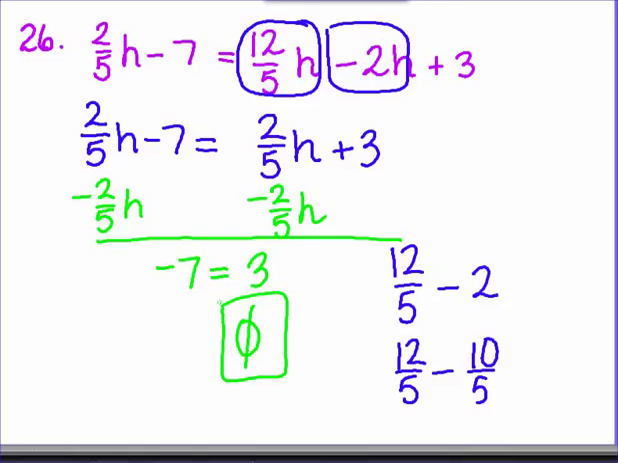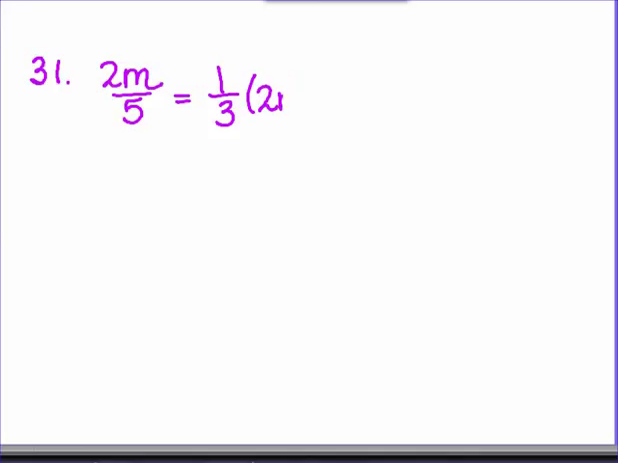Okay, for those of you that weren't here, we'll go ahead and go over 31. We actually did this one during homeroom. All right, 2m over 5 equals 1/3 times 2m minus 12.